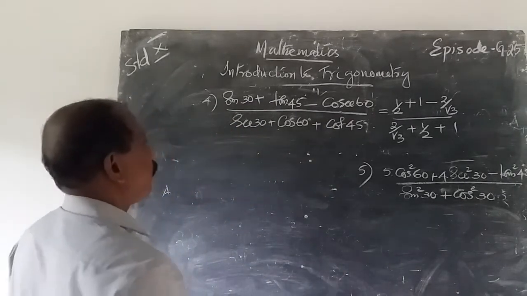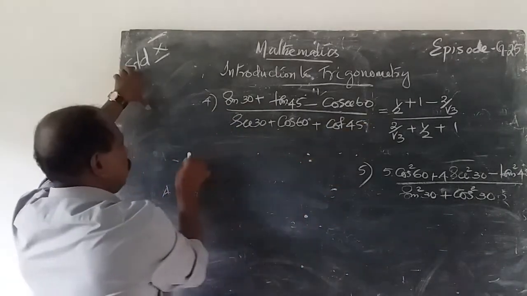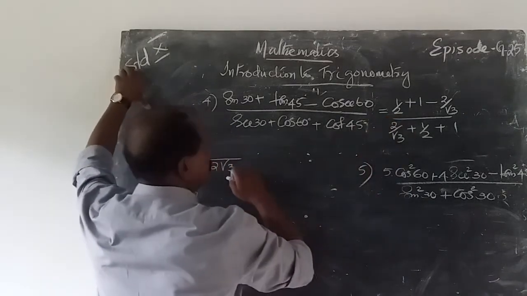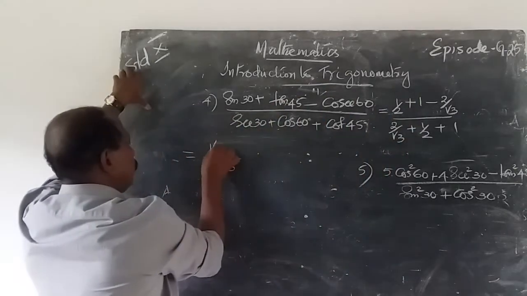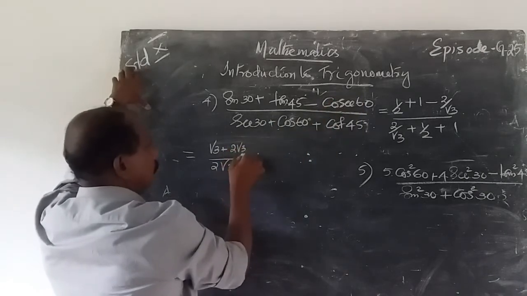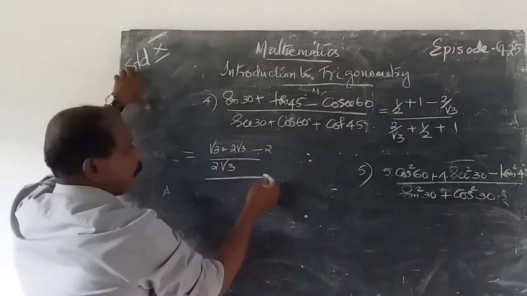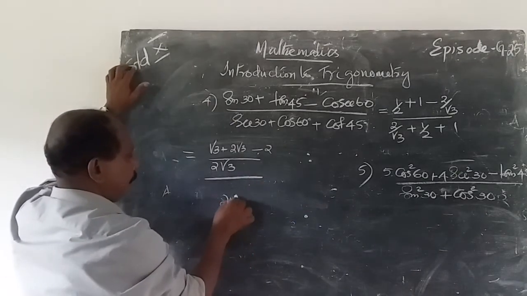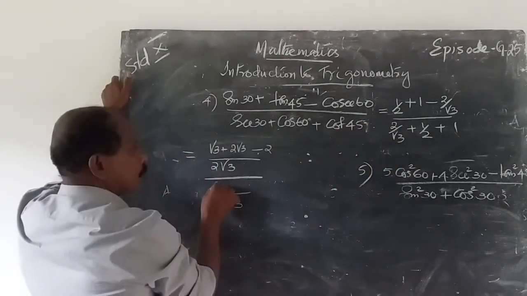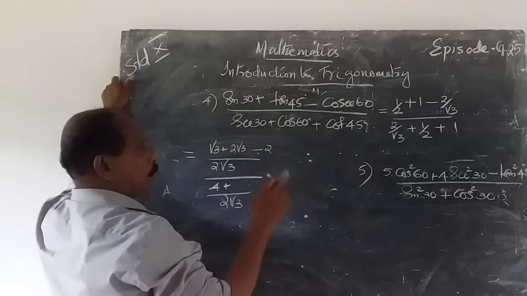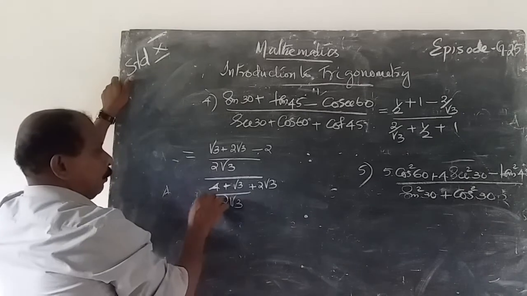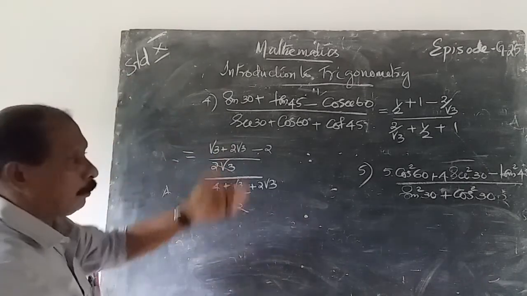Then listen, the LCM is 2 root 3. The numerator is 2 root 3 by 2, that is root 3, therefore root 3 plus 2 root 3 is the numerator, 2 root 3 minus 2 by 2 root 3 is the LCM. Therefore 2 root 3 by root 3 is 2, 2 into 2 is 4, plus 2 root 3 by 2, therefore root 3 plus 2 root 3. Therefore the denominator cancels. Take the reciprocal.